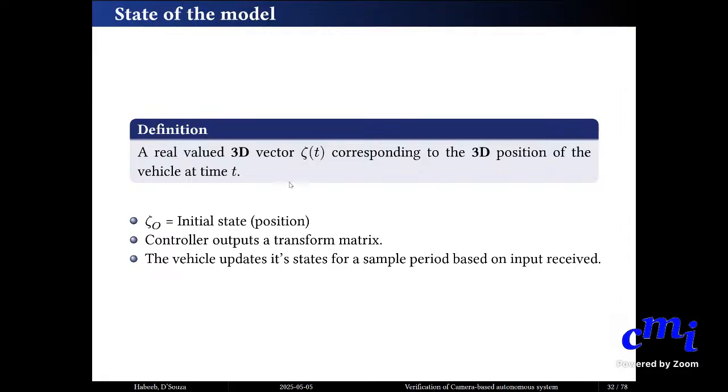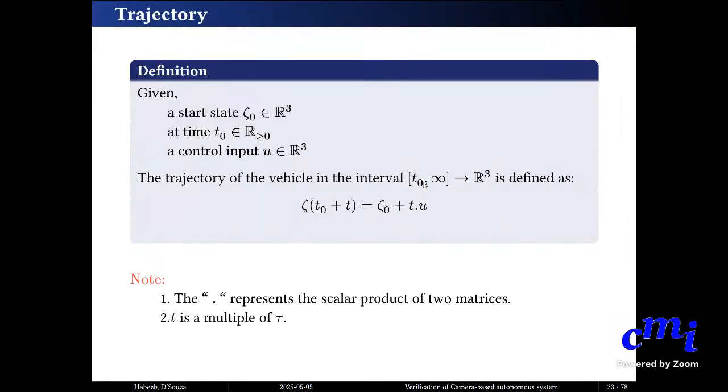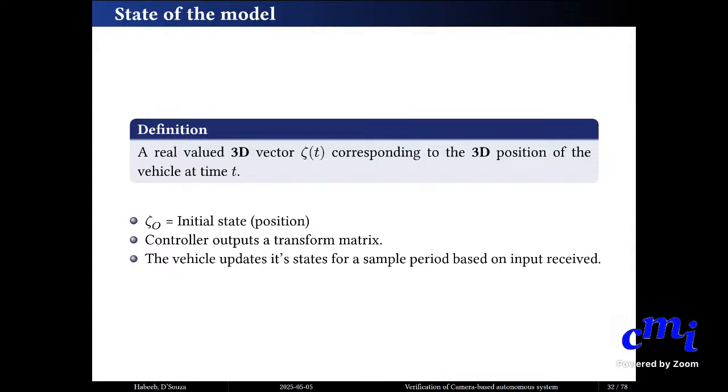So I defined the state of the model as zeta t, corresponding to the 3D position of the vehicle at time t. At time t, my vehicle's position, my state of the model, will be this zeta t. And t is a multiple of the sample period, which I mentioned earlier, tau. So what does the state comprise? Initial state, position, controller outputs, and vehicle updates? If I understand correctly, the state is just the position, right? What the bullet points below show is something else. They give the overall picture of how I will be using this state of the model. So there is nothing else in the state other than the position. Yes, this is just the position.